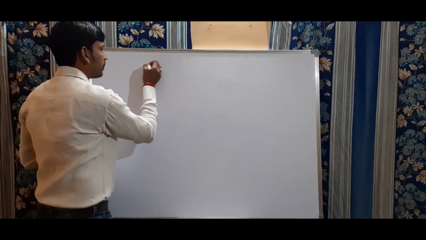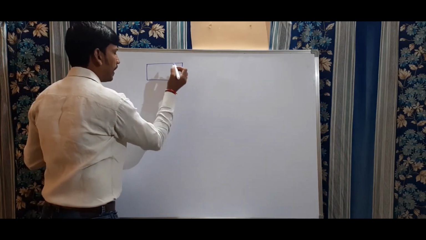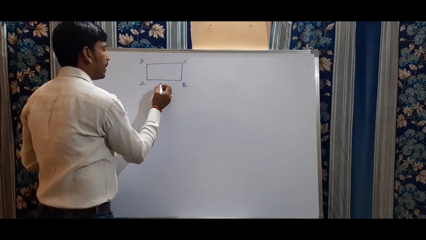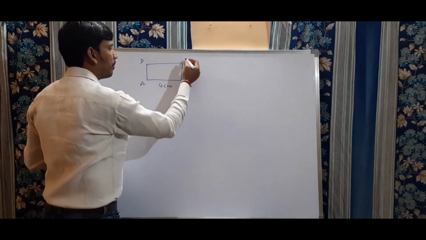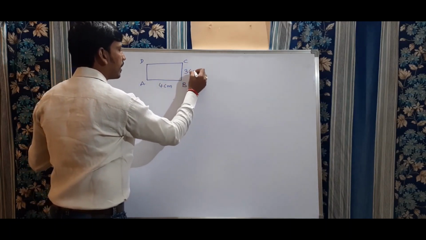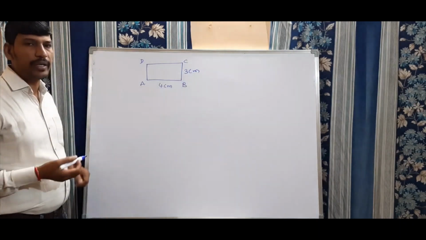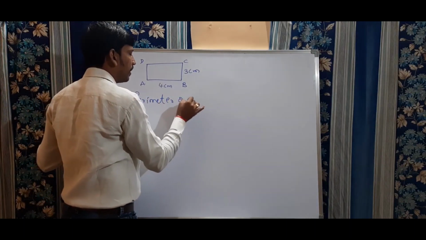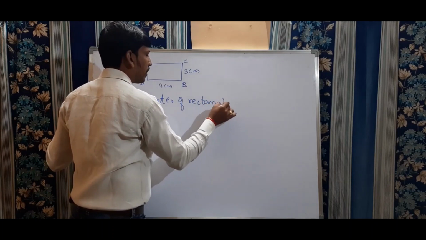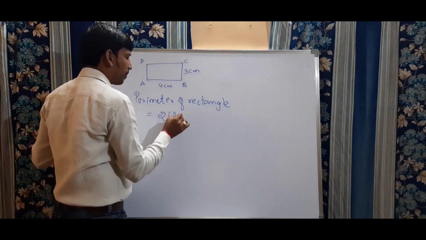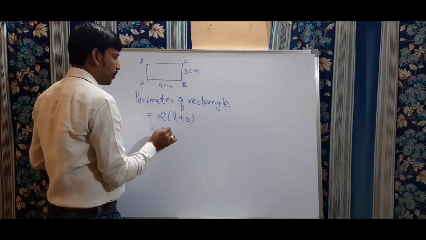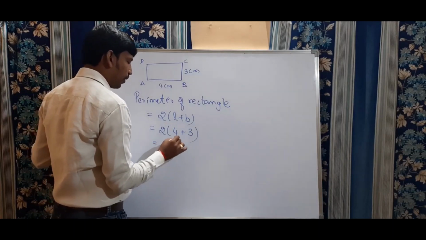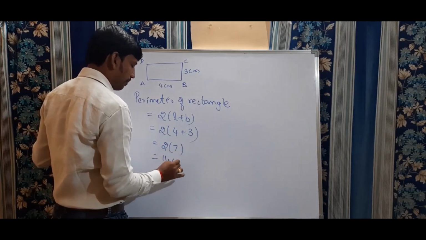See this here, a small rectangle. Here is a rectangle ABCD, right? Now in this ABCD, the length AB is 4 centimeters, and the breadth BC is 3 centimeters. Now how to find the perimeter of the rectangle? You know the formula: perimeter of rectangle is equal to 2 times (L plus B). That is 2 into (4 plus 3), which is 2 into 7, that is 14 centimeters.